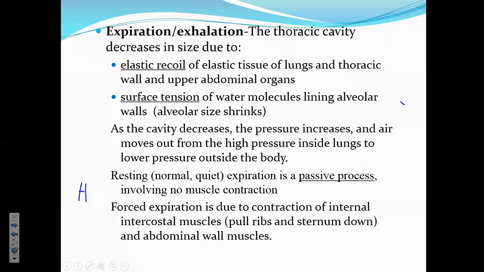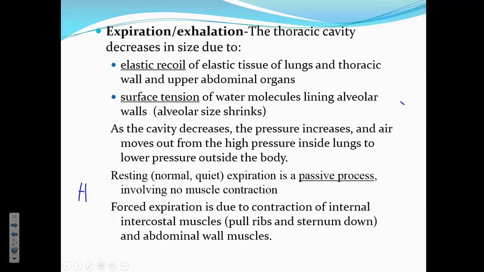So the two things that cause the alveolar size to decrease would be elastic recoil and then surface tension lining the alveoli. All of that causes the alveoli to shrink, which ups the pressure, which means now it's higher than outside the body, so air moves out. And all that happens very quickly. And thank goodness you don't have to think about it. It's going to happen automatically.